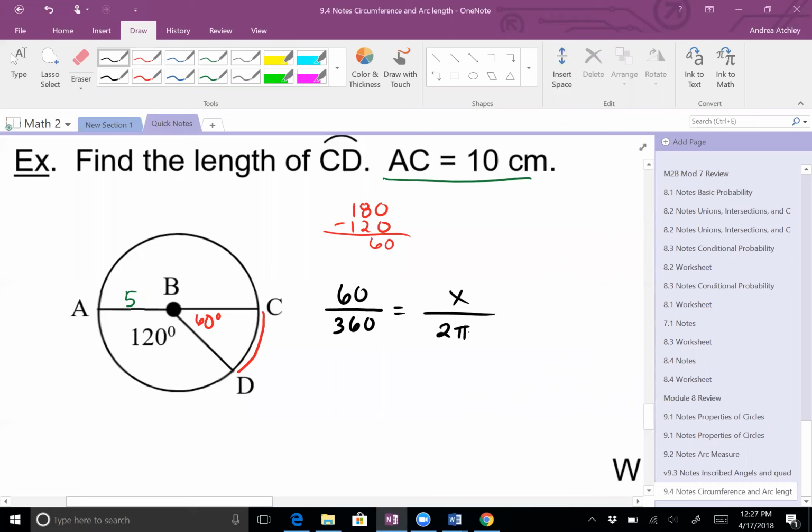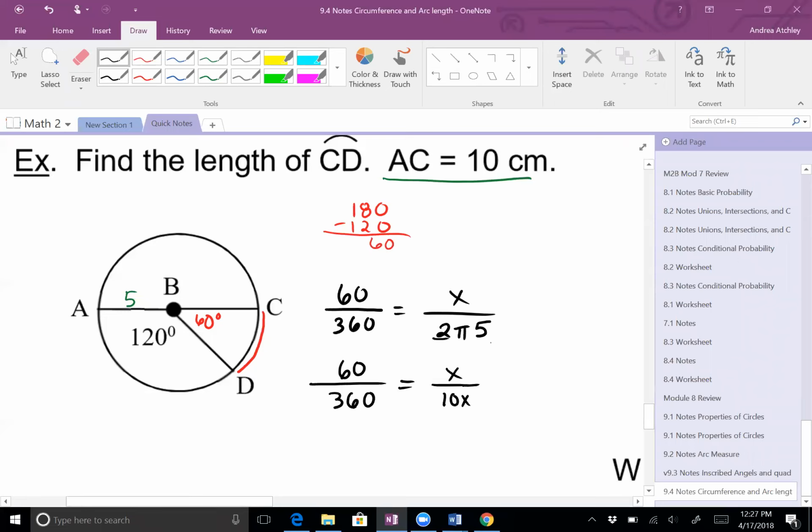And what was the radius? No, the 2 pi r, you need to have a radius. If the diameter was 10, then the radius should be 5. Okay. So this is just 60 over 360 equals x over 10 pi.